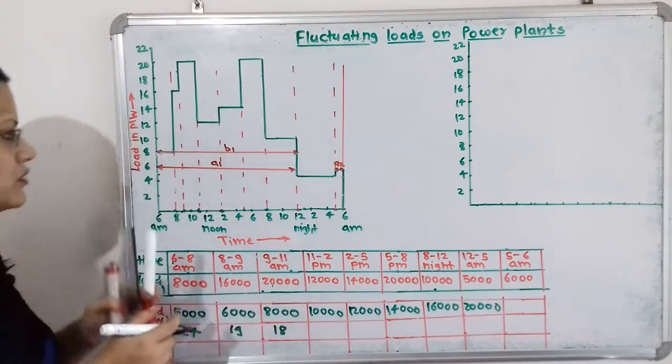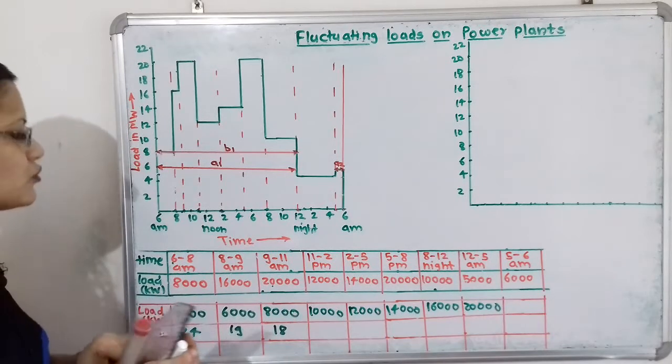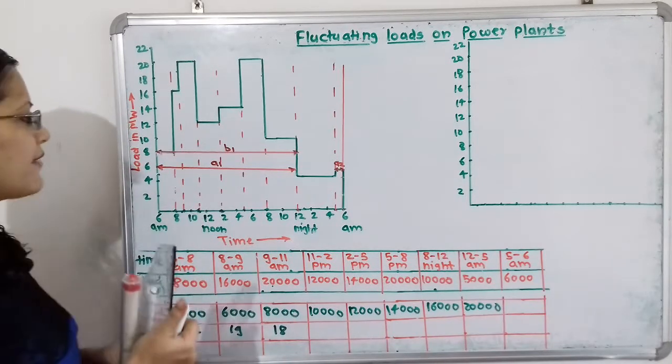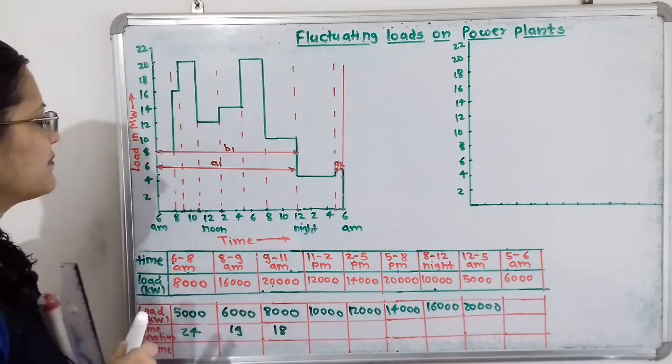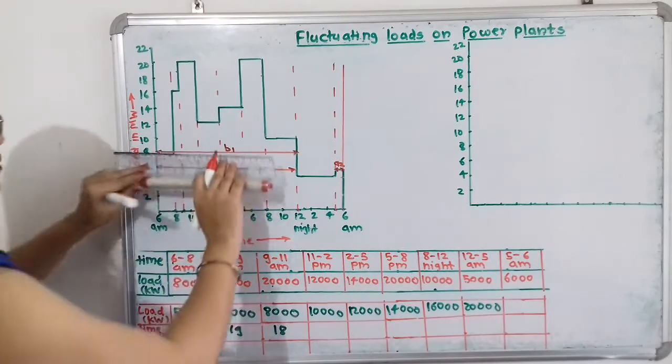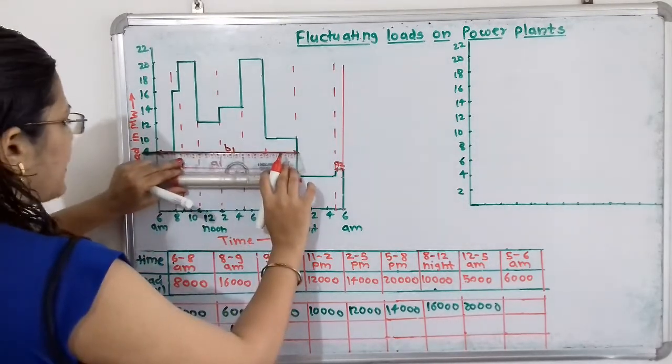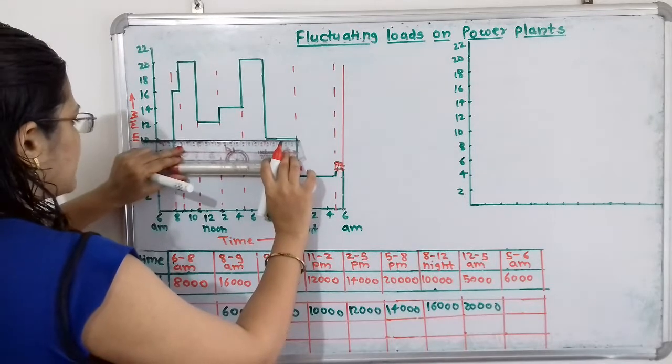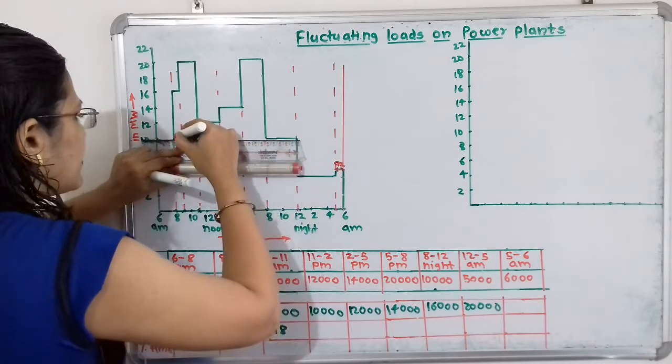Then 10,000. So for this 10,000 also we will make here a notation. I will show this with letter C1. So how to measure this 10,000? I will show here the time duration. So for this 10,000, that is 10 megawatt.